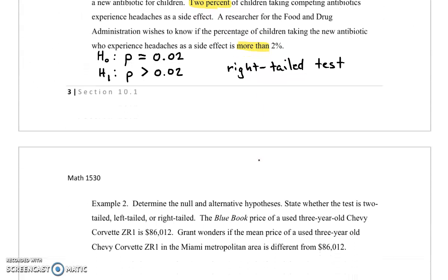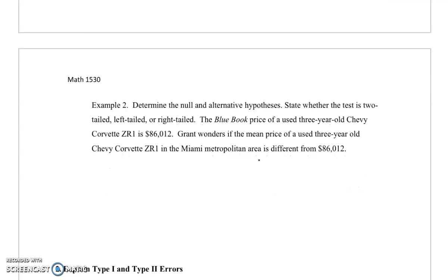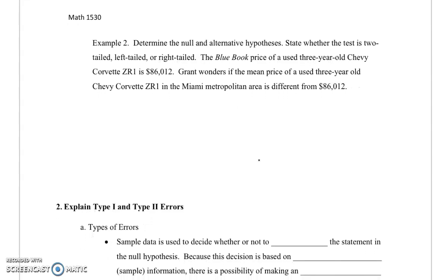Okay, let's look at another example. And you should try to do this one on your own. It may have a different population parameter, but the process is the same. So pause the video, try this to get the null and alternative hypotheses and decide what type of test it is, left-tailed, right-tailed, or two-tailed. Then restart the video and see if you're right.